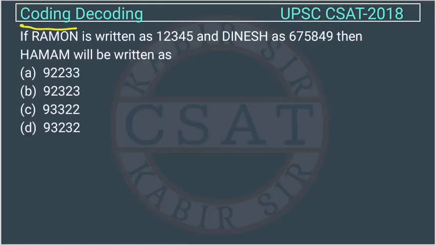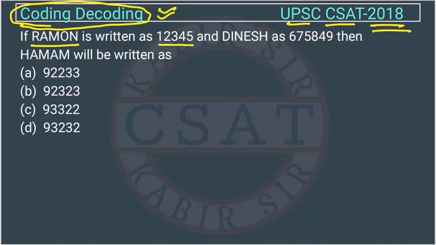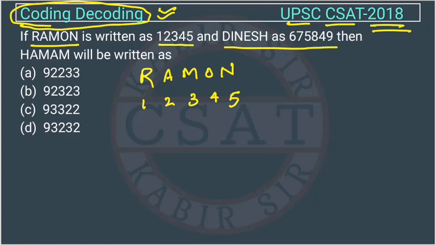This is a reasoning question taken from the chapter Coding and Decoding, asked in the UPSC CSAT paper of 2018. Here the word RAMON is written as 1, 2, 3, 4, 5, and another word DINESH is written as 6, 7, 5, 8, 4, 9.